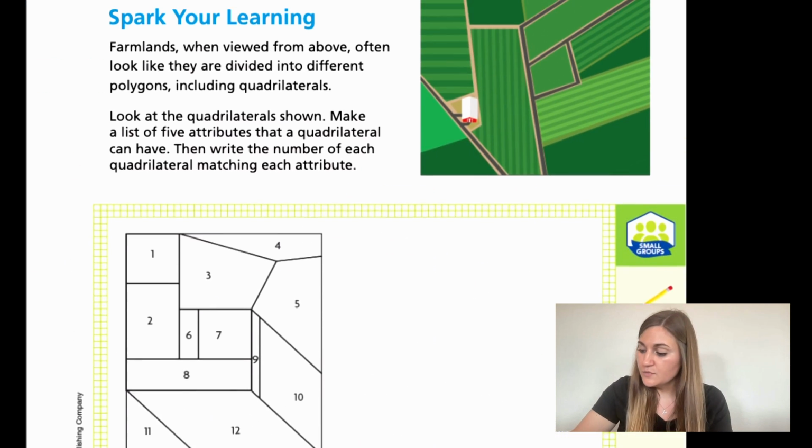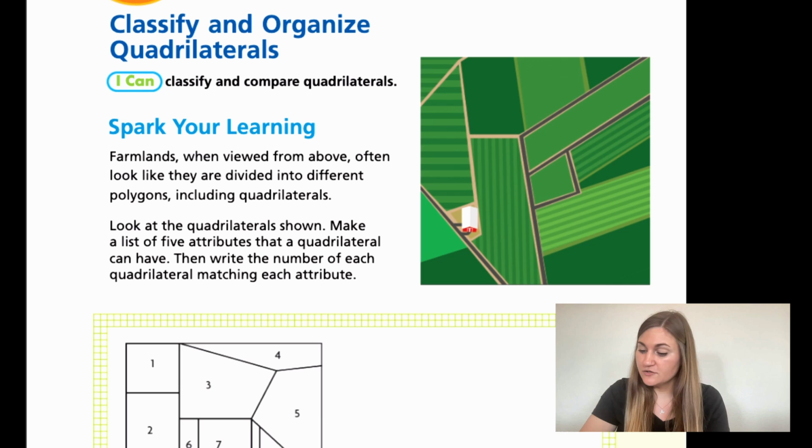All right, so moving into the lesson on page 505, it says farmlands, when viewed from above, often look like they are divided into different polygons, including quadrilaterals. Look at the quadrilaterals shown. Make a list of 5 attributes that a quadrilateral can have. Then write the number of each quadrilateral matching each attribute.